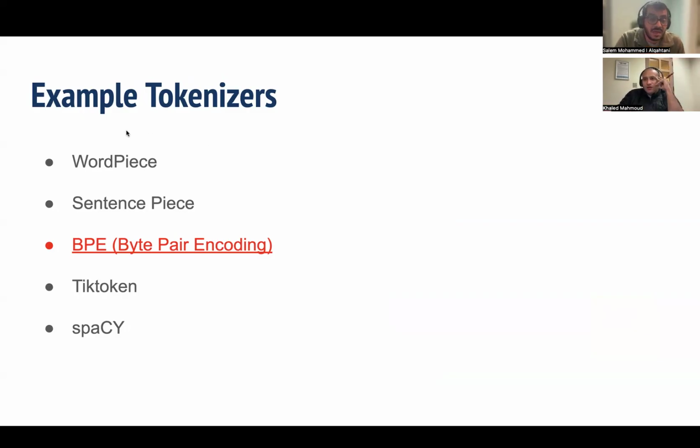One of these is WordPiece, SentencePiece, tiktoken. Here we were just mentioning them to be aware that there are different tokenizers and they work a little bit differently. And the one we talked about and explained is byte pair encoding.